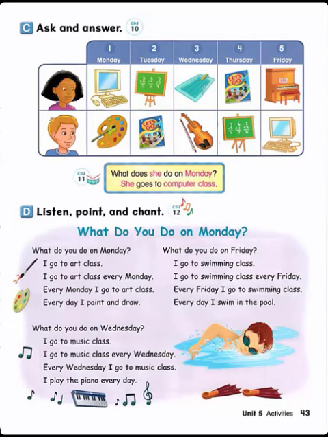What do you do on Wednesday? I go to music class. I go to music class every Wednesday. Every Wednesday, I go to music class. I play the piano every day. What do you do on Friday? I go to swimming class. I go to swimming class every Friday. Every Friday, I go to swimming class. Every day, I swim in the pool.